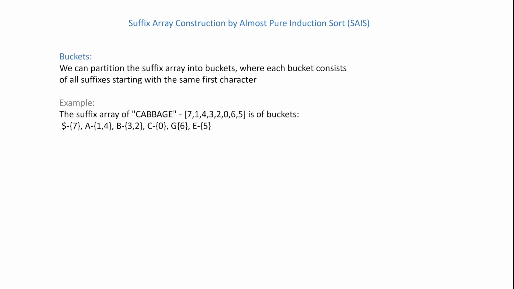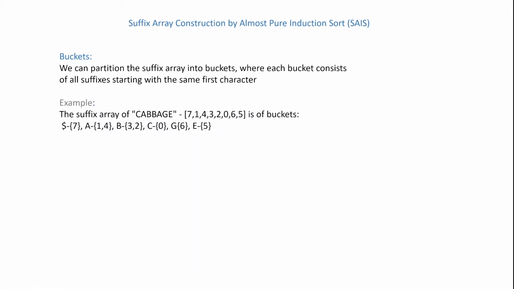Let's have some observations. If you see our previous suffix array for cabbage, all the suffixes starting with the same character are clustered together. So here for our cabbage, the suffixes 1, 4 belong to bucket A, which means they start with the same character A. The suffixes 3, 2 start with character B. Suffix 0 starts with character C, and so on.